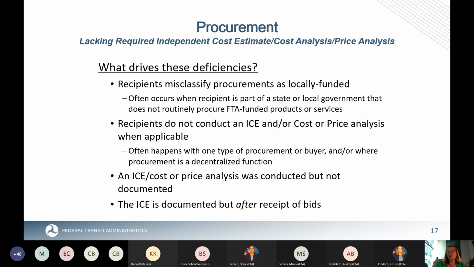The next common deficiency, and we don't like it when we see this, is that an independent cost estimate was documented, but really dated after the receipt of bids. So an independent cost estimate is really what you think the bids are going to come in at before you receive the bids or proposals. It really serves as the starting point for you to do a cost or a price analysis.